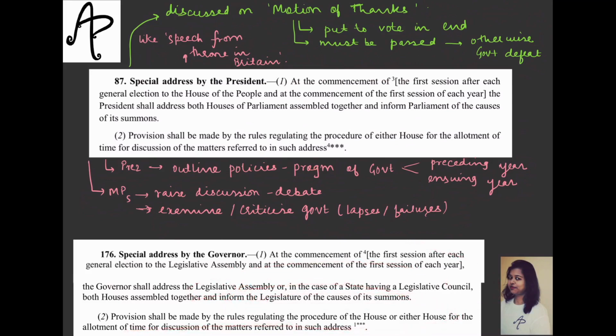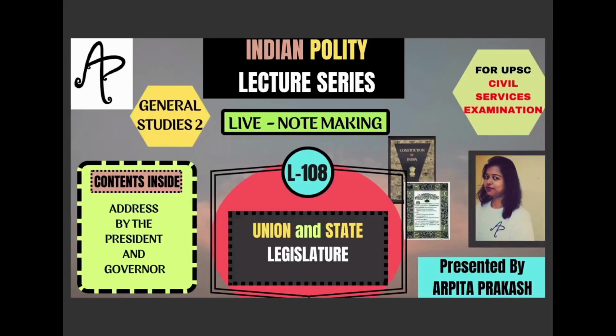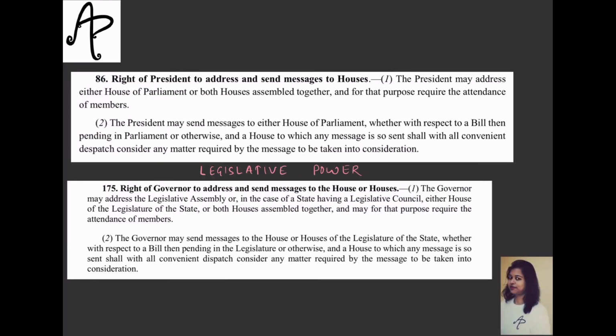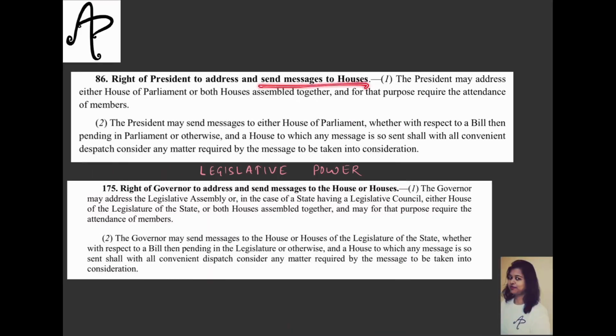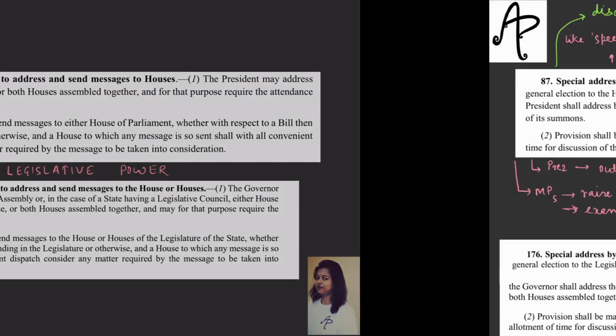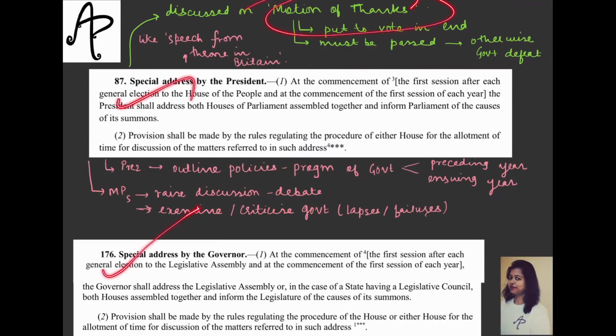Okay, so these are two things about the address by the president and the governor. One is the general context, and here the right to send messages is also there, either with respect to a bill or the bill which is pending or any other matter. And the second kind of address is the special address, which you have to relate to the motion of thanks.